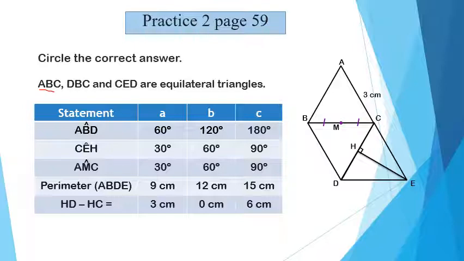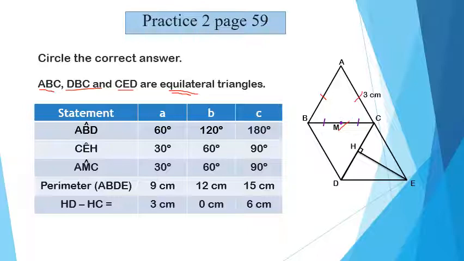ABC, DBC and CED are equilateral triangles. What do you mean by an equilateral triangle? It's a triangle that has three equal sides and three equal angles, each one equal to 60 degrees. When I say triangle ABC, this means equilateral. This means that AB equals BC equals CA.